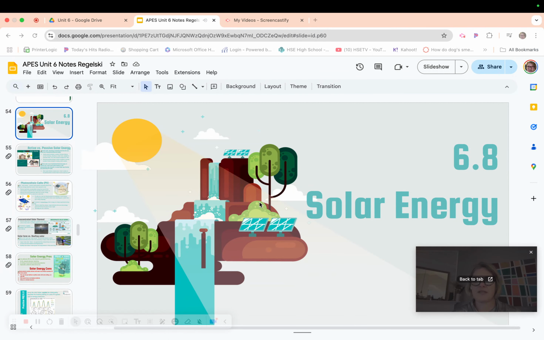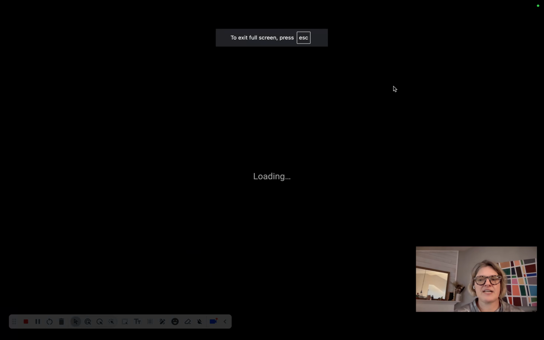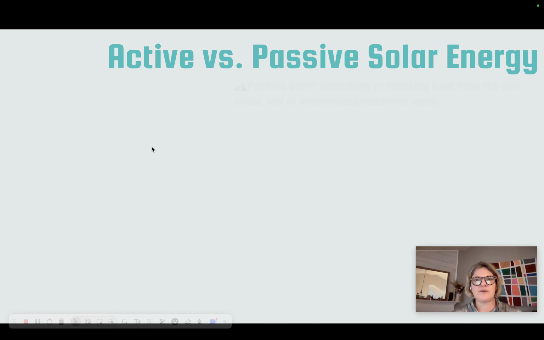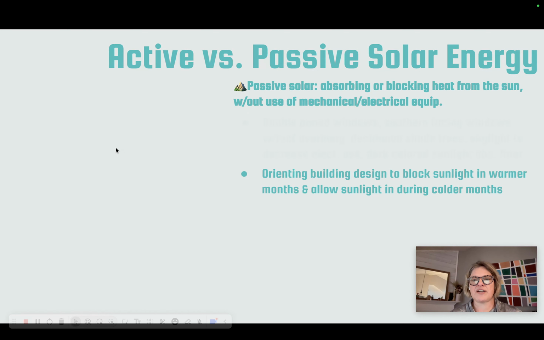Okay, so the 6.8 notes are solar energy. And so let's find out what all you need to know about energy from the sun. Okay, so the first thing that you need to know about solar energy is that there's two different types of solar energy. There's active solar energy and passive solar energy.